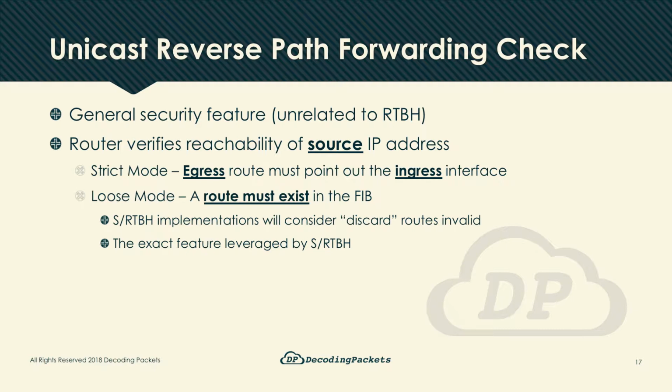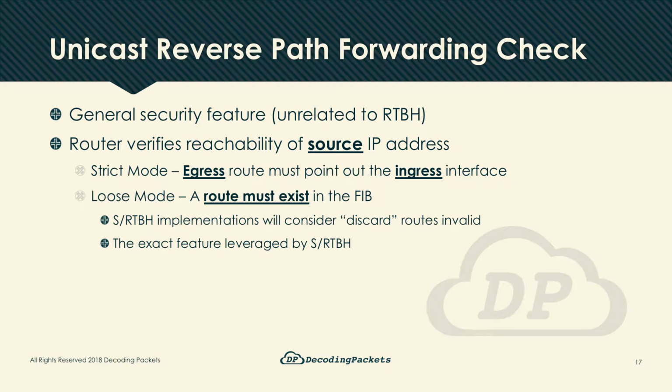In fact, for SRTBH to work properly, an implementation must have this exception baked in. It will not work without this exception. So to summarize, if the uRPF check in loose mode with the discard route exception is implemented, then any ingress packet with a source IP address that points to a discard route in the FIB can be easily dropped.